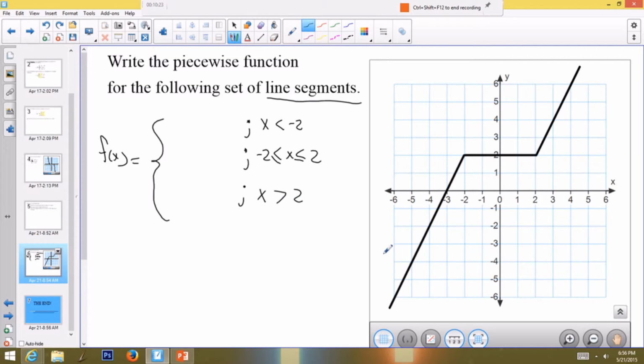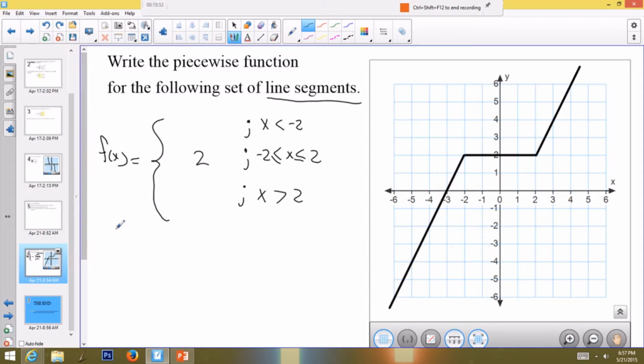Now let's do the easy one first. Obviously the constant line, that's the easy one. So this middle function is just the constant function. Its subfunction is just f of x equals 2, because any value for x you plug in, -1, it's 2. Now, for these two, since they told us it was line segments, they're obviously linear equations.